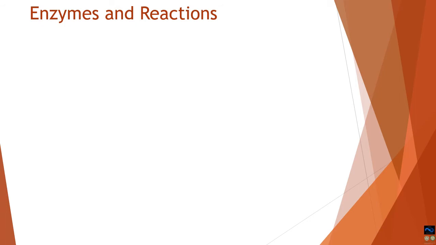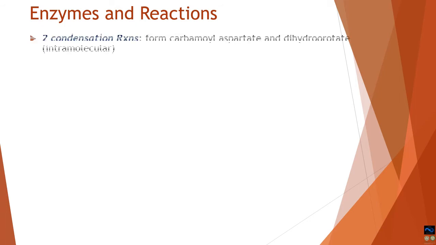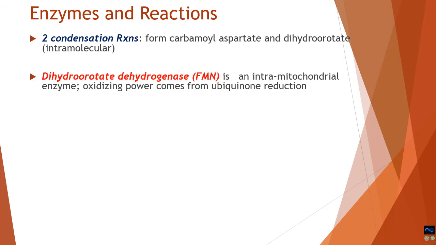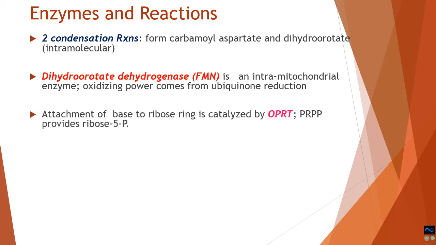So in summary, the different enzymes and reactions can be said like this. Two condensation reactions happen which form carbamyl aspartate and then dihydroorotate, which are intramolecular condensations. Then there is also dihydroorotate dehydrogenase, which is a flavin dependent enzyme. It is an intramitochondrial enzyme and has oxidizing powers. For mammals, it is ubiquinone dependent.